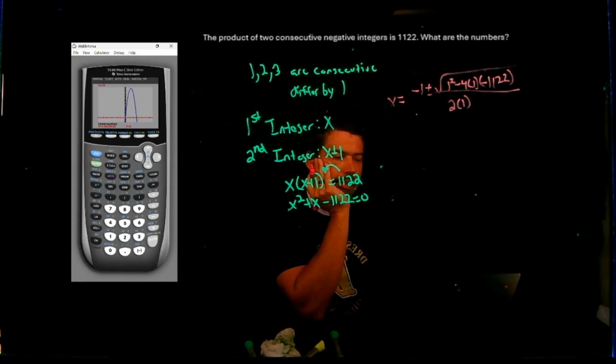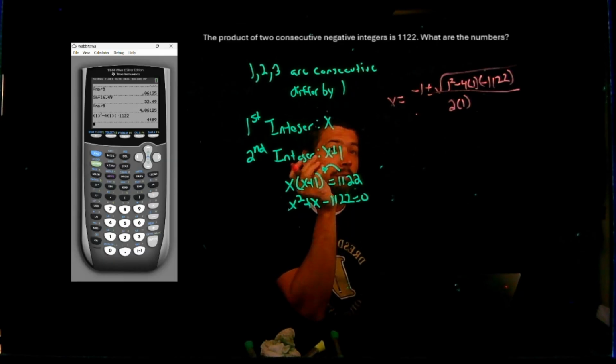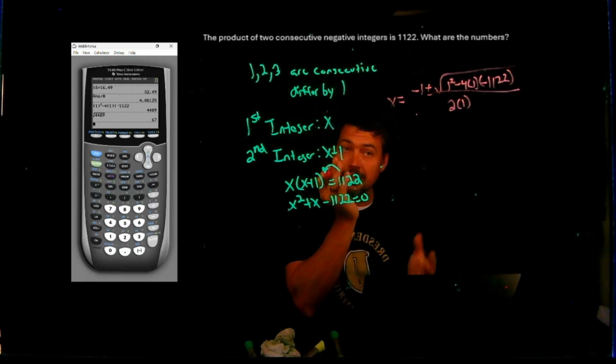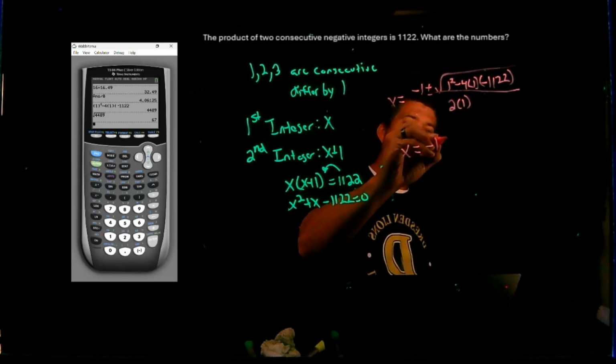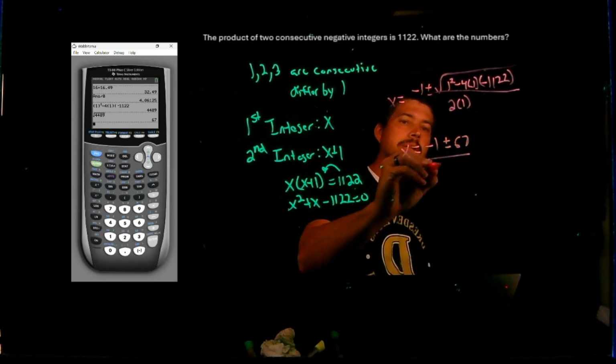All right, so what's in that radical? There is a 1 that has been squared. And I told you all to use parentheses, and I'm not using them. There's a 1 that's squared. We're going to take away 4 times a, which is 1, times c, which is negative 1122. So inside that radical is 4489, which is a perfect square. I know you probably don't believe me, but it is. It's 67. What are the odds of that? Ha! So x is going to be negative 1 plus or minus 67, over 2.